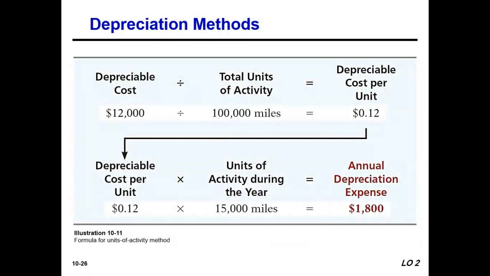So what we are doing in unit of activity method, first, based on the given data, 100,000 miles, depreciable cost is 12,000. You know how to calculate our depreciable cost, right? Which was cost 13,000 minus salvage value. That's how you get this number. You calculated a depreciable cost per unit is 0.12, and unit of activity during the year is 15,000. So you get annual depreciation.